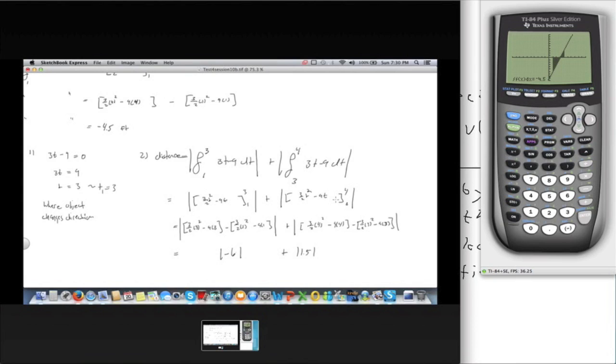3 divided by 2 times 4 squared minus 9 times 4, bracket, minus, bracket, 3 divided by 2 times 3 squared minus 9 times 3, bracket. I get the same number, so the answer should be negative 4.5. Well, no, that's not right. 6, so 7.5. You can find the absolute value in your head.